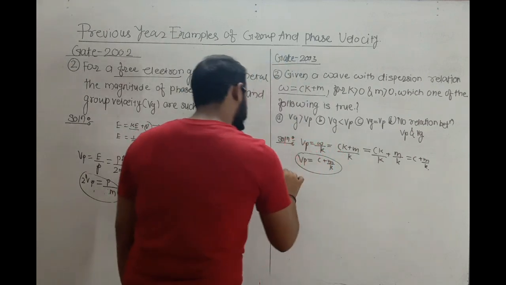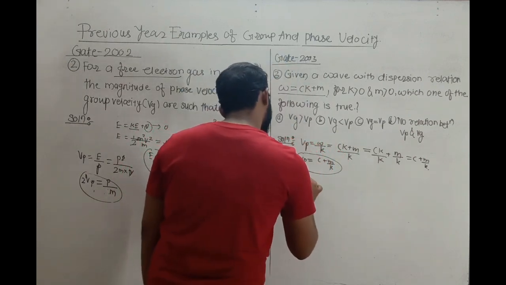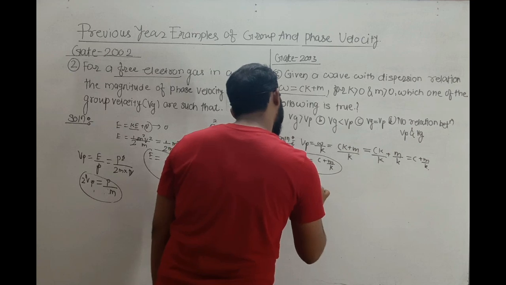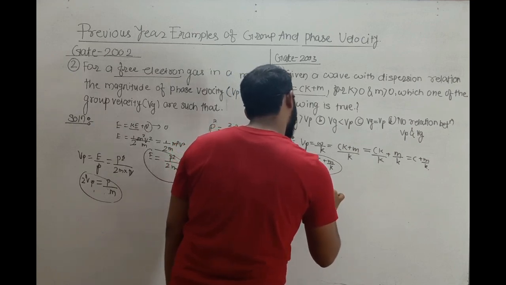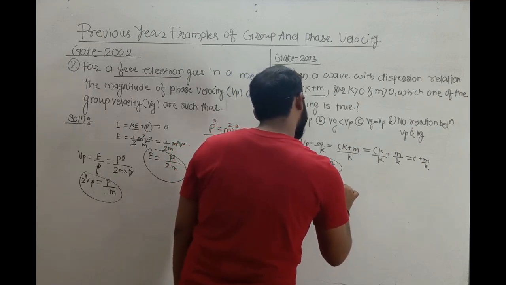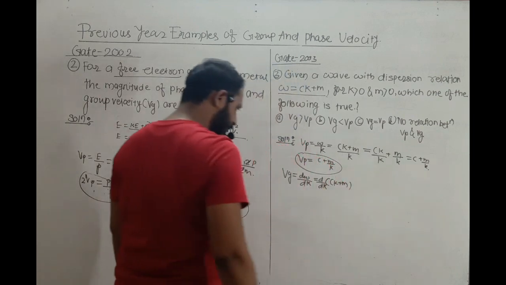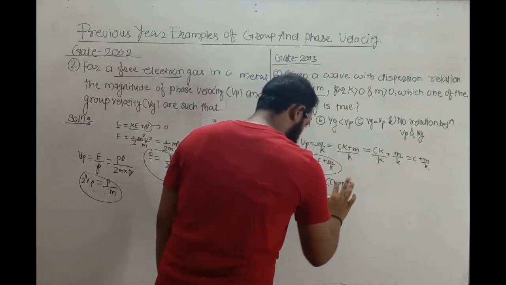Okay. What is your group velocity? d omega by dk. What is your omega? Ck plus m. Now see, m is a constant.